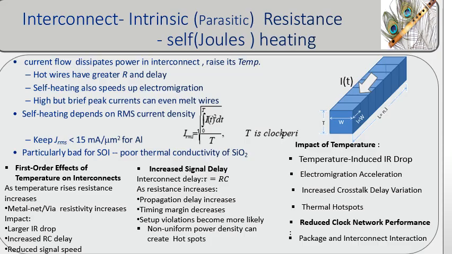The resulting self-heating increases the local interconnect temperature, which, due to positive temperature coefficient, further increases the net resistance and degrades signal propagation. Consequently, interconnect resistance has become a major factor limiting the power efficiency, speed, and long-term reliability of chips.